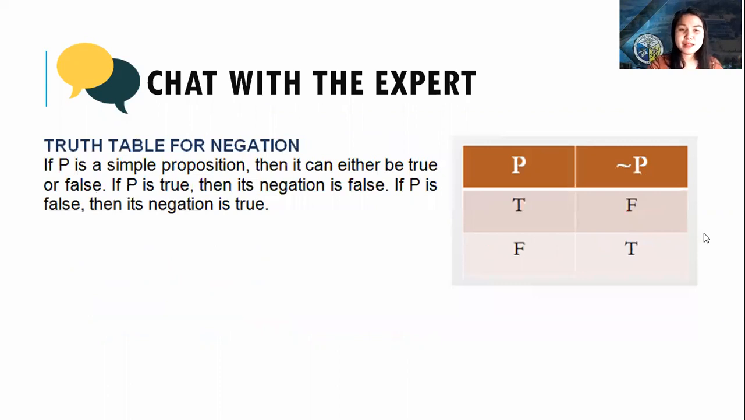The third one, it's the simplest, the easiest, I must say, the negation. The negation is the opposite of the truth values. So example, the opposite of true is false. The opposite of false is true.